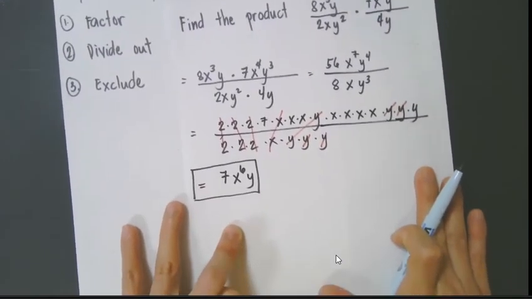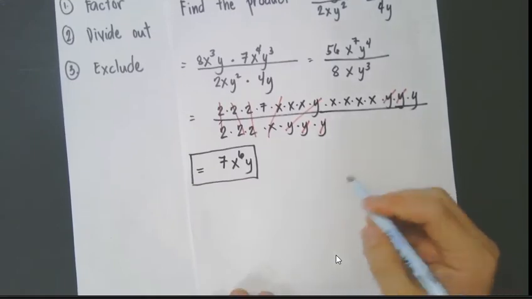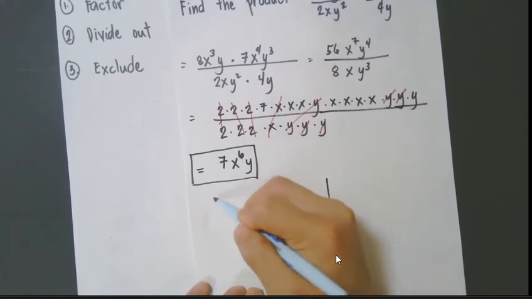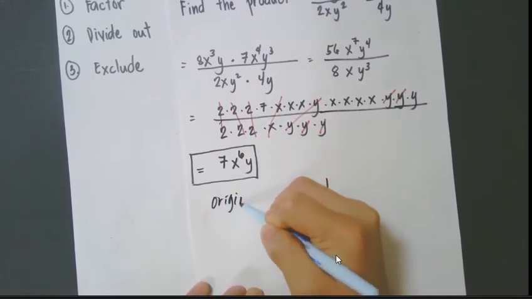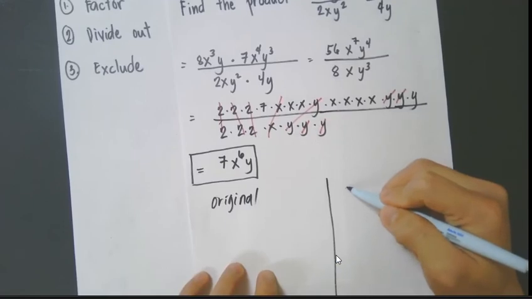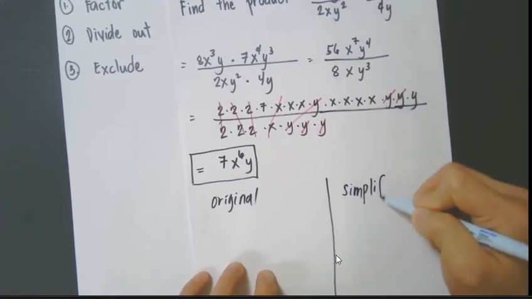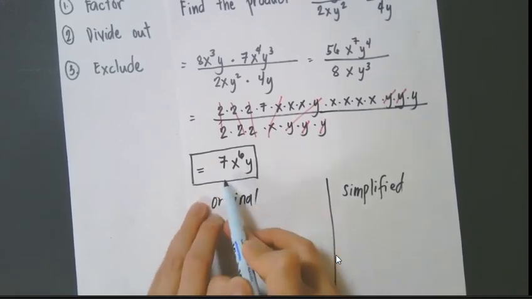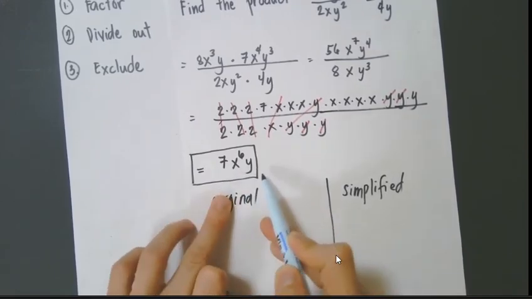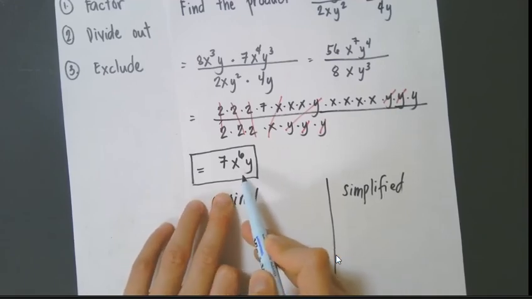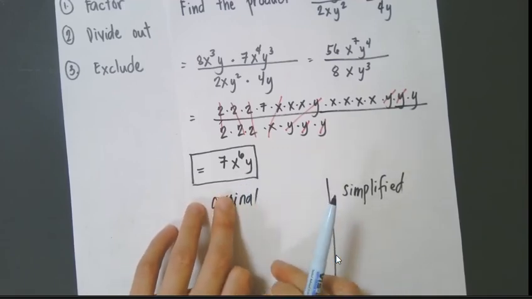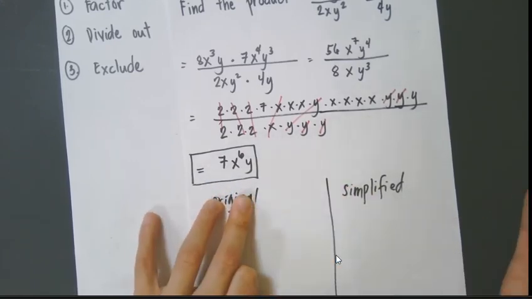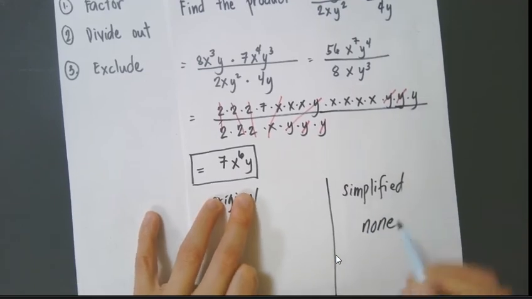Now, for the excluded value, we would be using the same method as in the first example. So we have here the original expression and here the simplified expression. Now look at the simplified expression. It doesn't have a denominator. Actually, it has, but it's 1. Since it's 1, we don't have a variable in the denominator, meaning the excluded value of the simplified expression is none. So we don't have an excluded value.